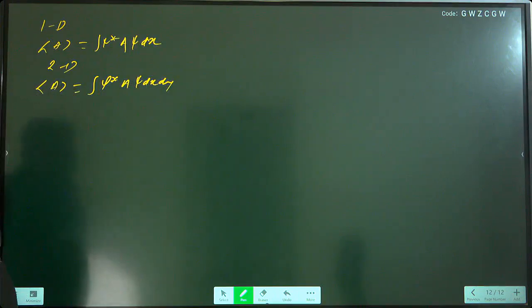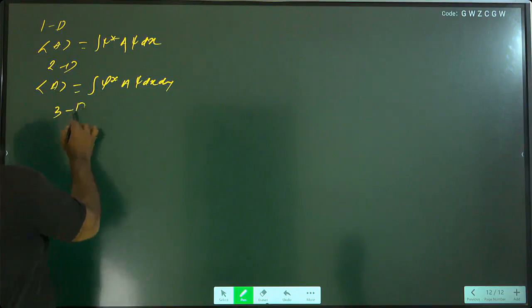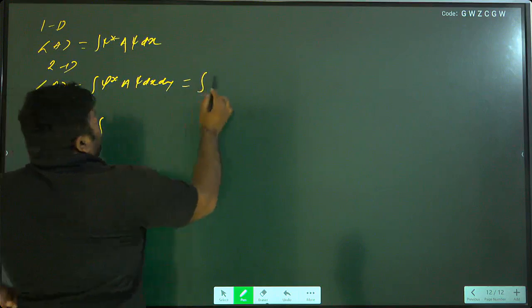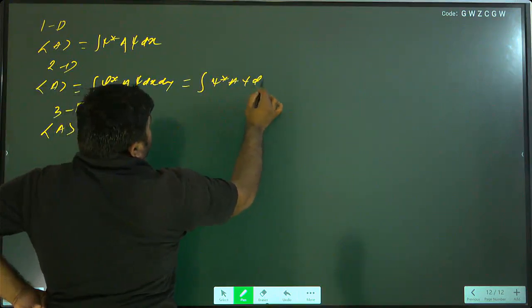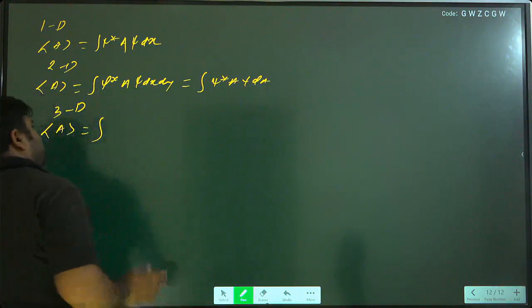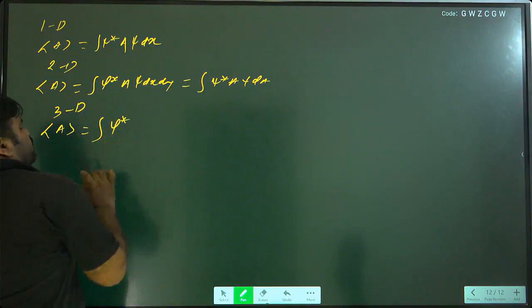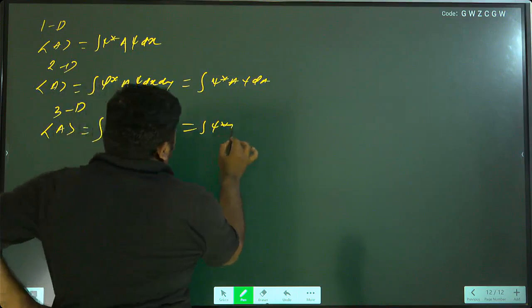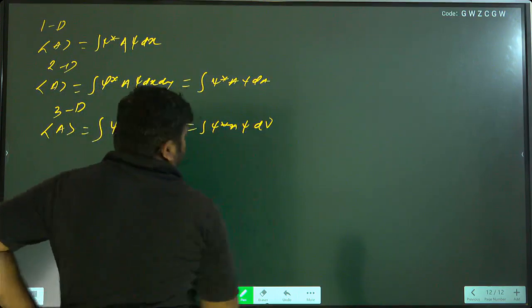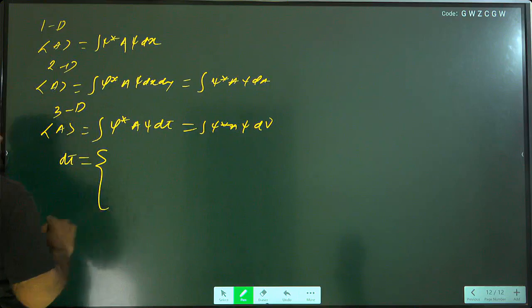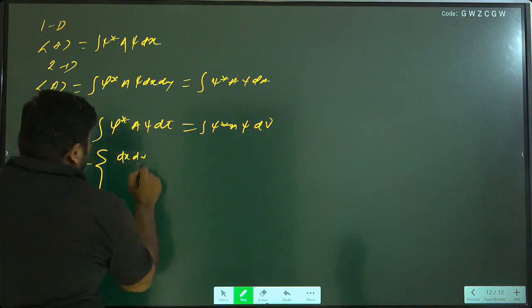Whether the system is in Cartesian or polar, it is like that. Now the system is 3D. Then the expectation of A is the integral of psi star A psi into d tau, or psi star A psi into dV. dA changes with respect to the system, whether Cartesian, cylindrical, or spherical. d tau is equal to dx dy dz.